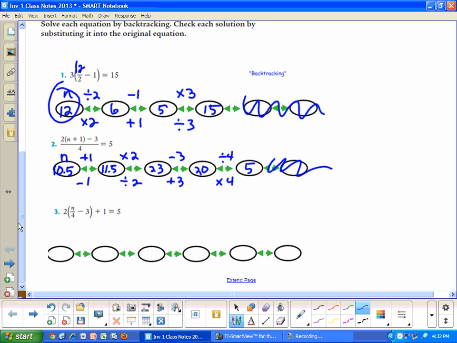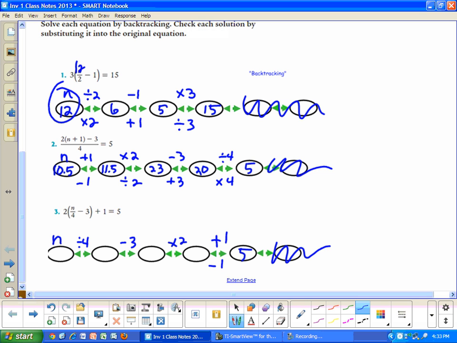I'll just get you started on it. So we're looking for n. First thing that happens is dividing by 4, then subtracting 3, then times 2, then add 1, and it equals 5.